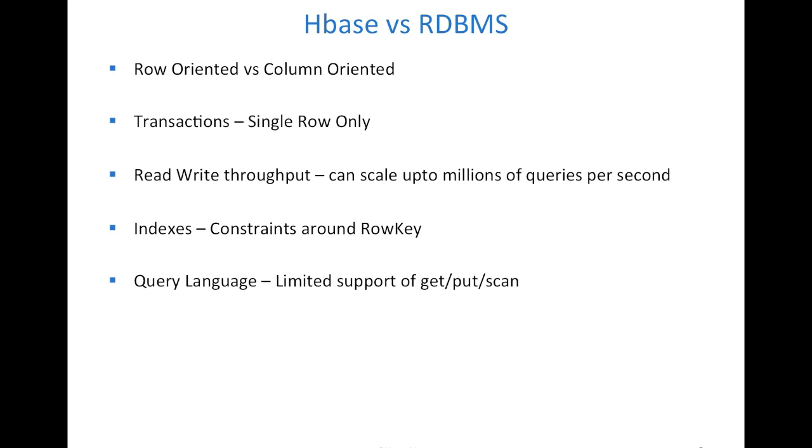HBASE is column oriented, and we'll talk more about that. All relational databases are row oriented. Moreover, as far as the transaction goes, HBASE has limited transaction capability, and it does guarantee only at the row level. You can increase throughput easily in HBASE by adding more nodes.